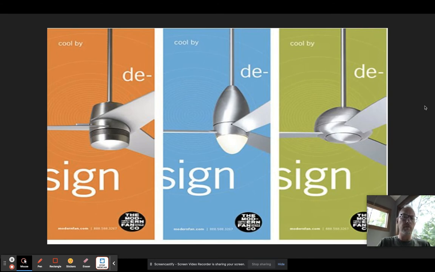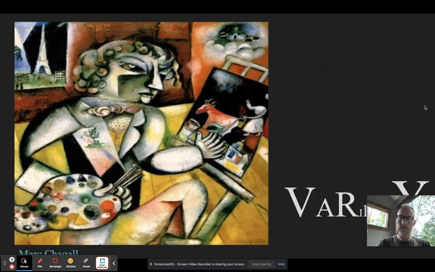So if one of these fans, for instance, was changed to a more wooden wicker looking fan, all of a sudden these three ads would not have unity anymore. One would be sticking out and not fit. So that is unity.